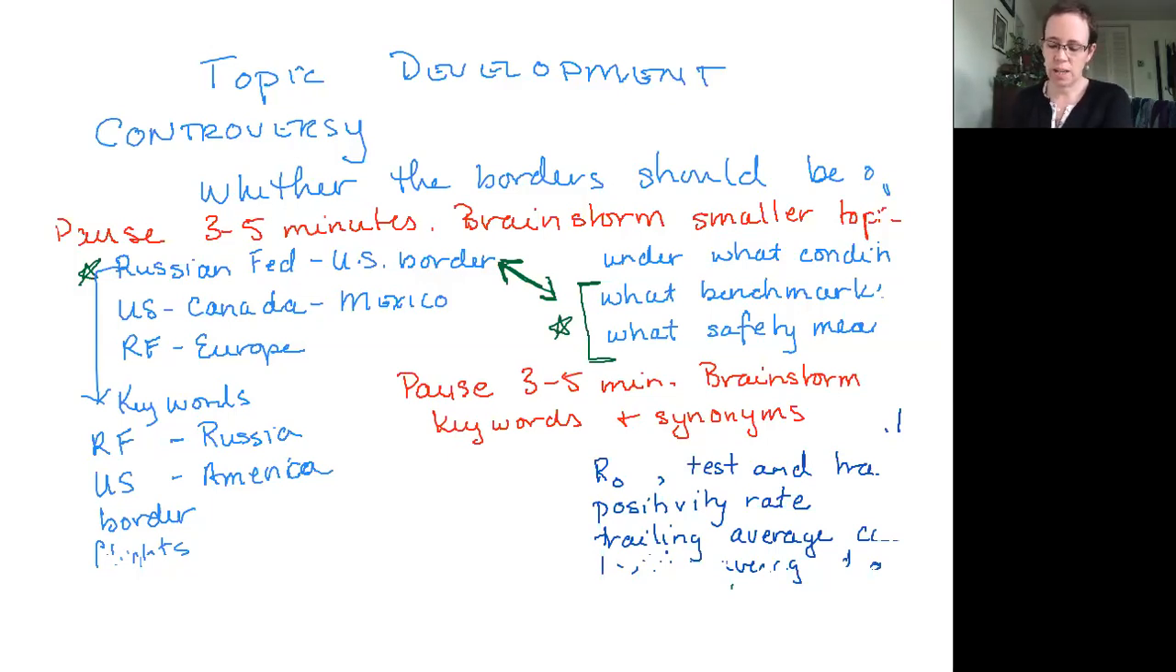So test and trace is another synonym for contact tracing. I've got masks. We also sometimes call them face coverings when we talk about them in English. Quarantine, another synonym for that is isolation. And then I have some statistical terms. These are the terms that get used when we're talking about the progression of the disease. And I couldn't really think of synonyms for the statistical terms. So I'm going to leave those alone for now.